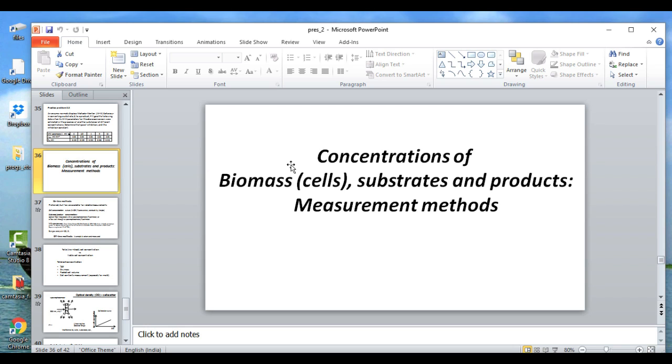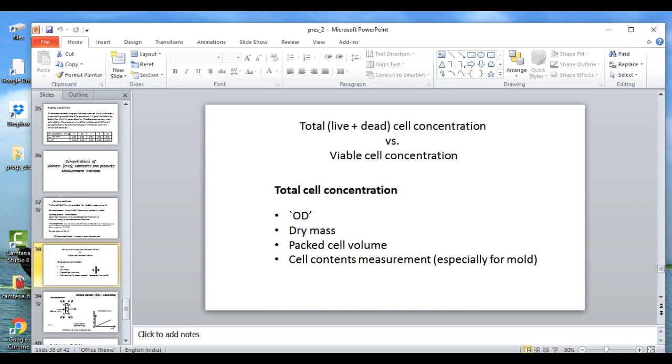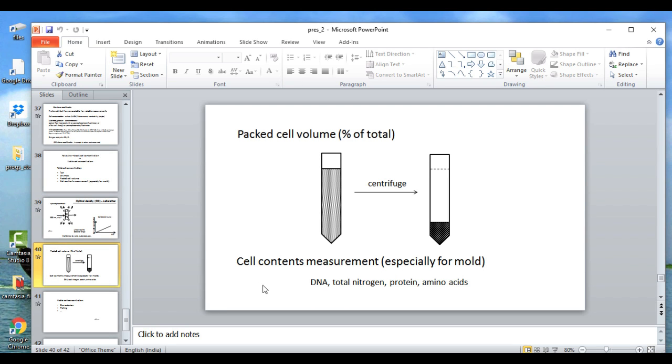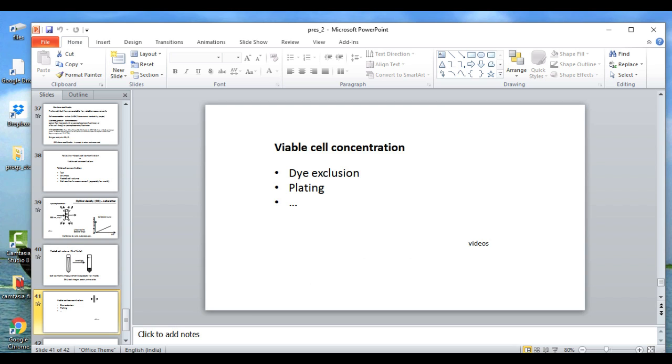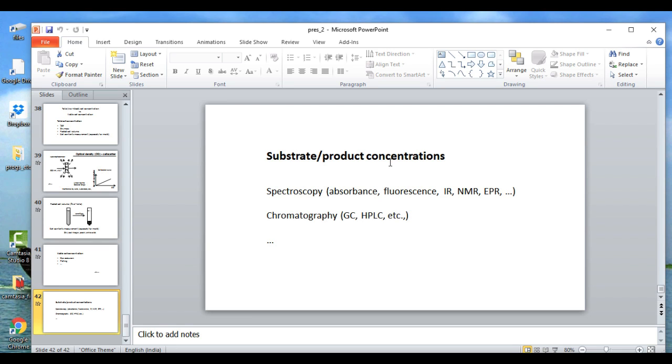And in this lecture, we looked at methods to measure the concentrations of biomass or cells, substrates, and products. We said that there were two different kinds, the online and the offline methods. Online preferred, but the reliability of the methods available is limited to a certain extent. Very few methods are highly reliable. Then we looked at the principles. We looked at methods for total cell concentration measurement, such as OD measurement, the packed cell volume measurement, the cell contents measurement method, and methods for viable cell concentration such as dye exclusion and plating. Finally, some methods for substrate and product concentrations we also saw.